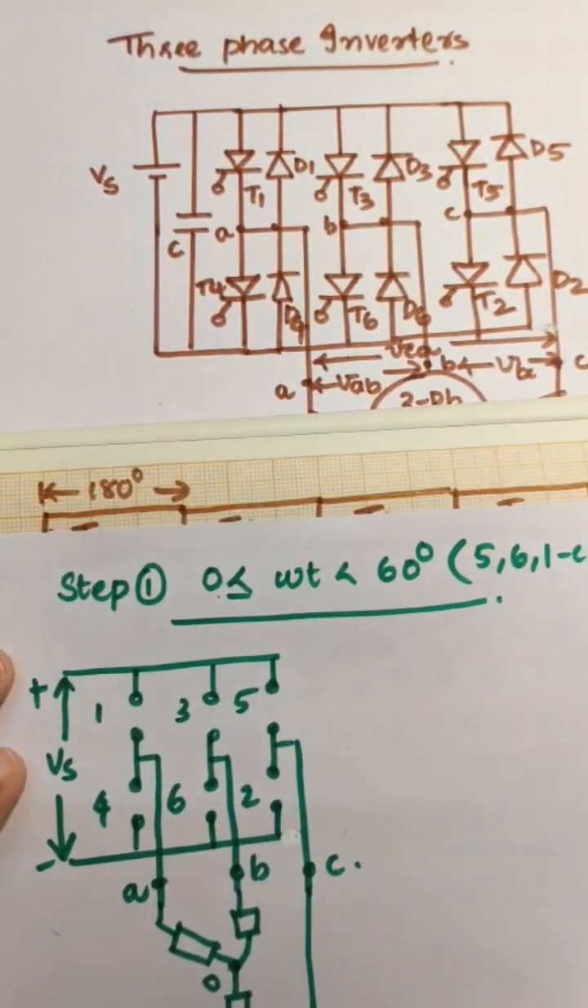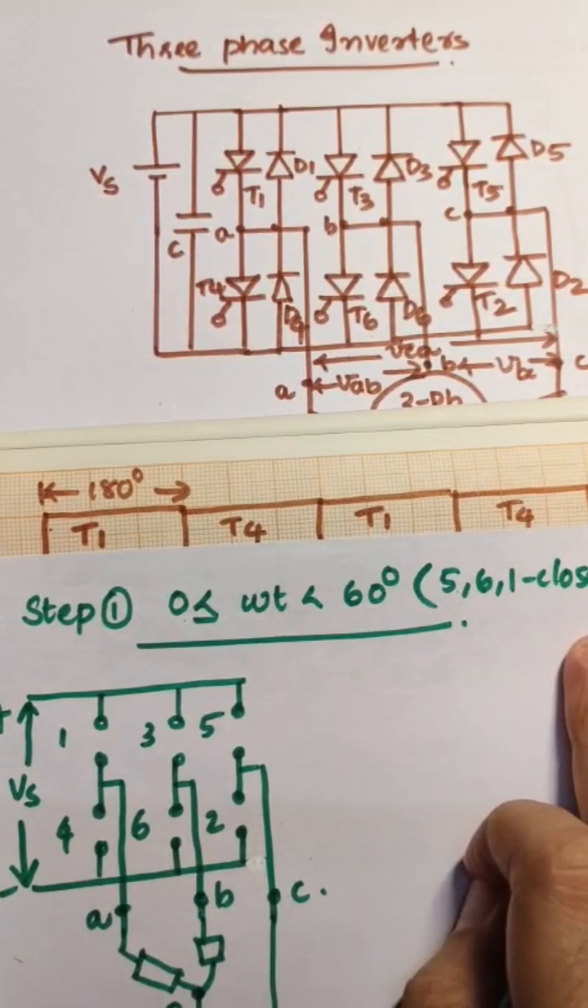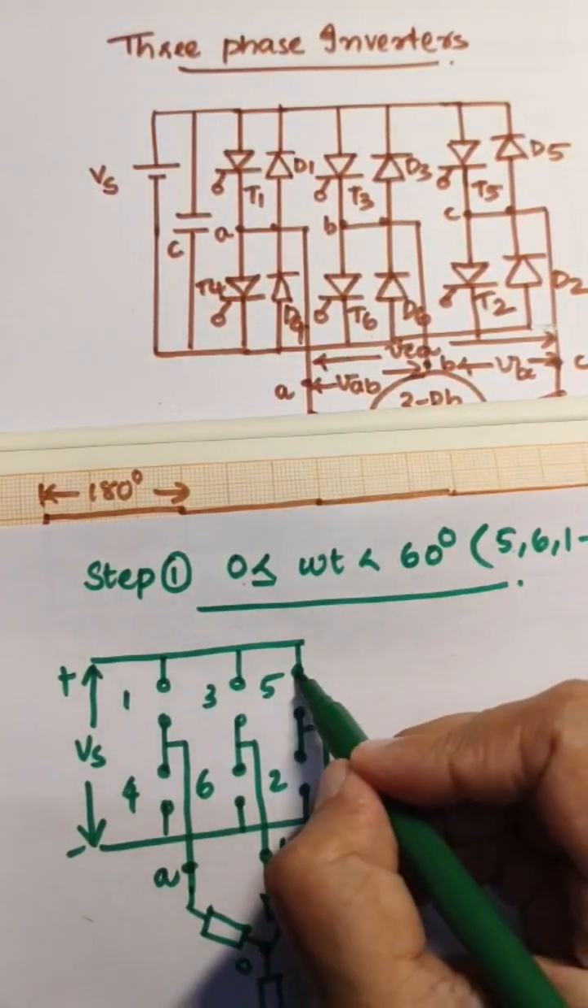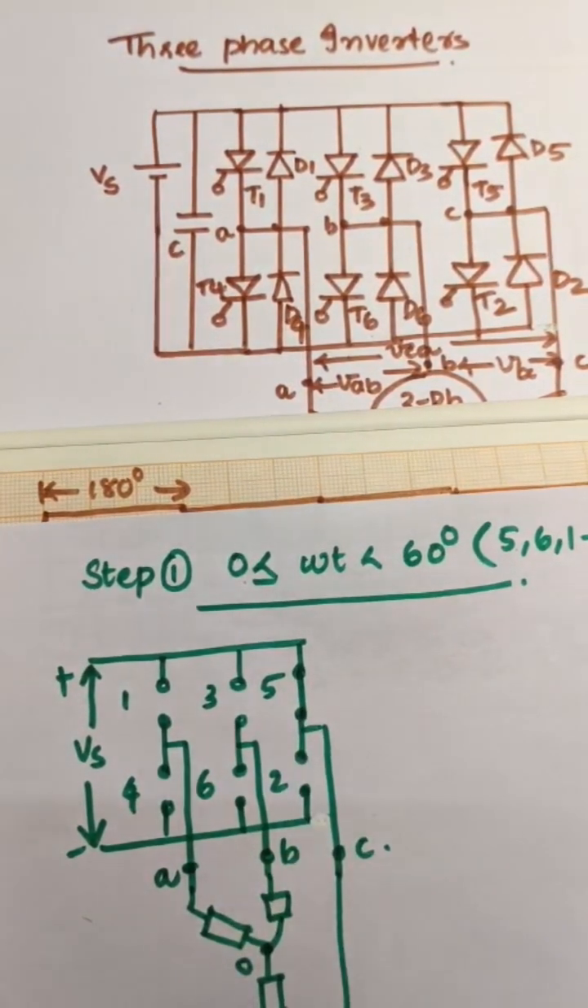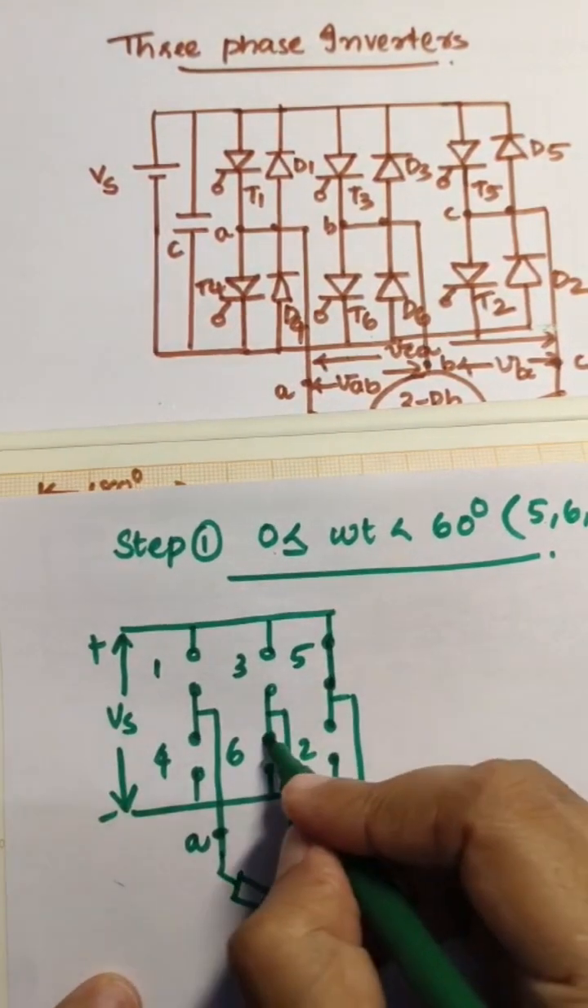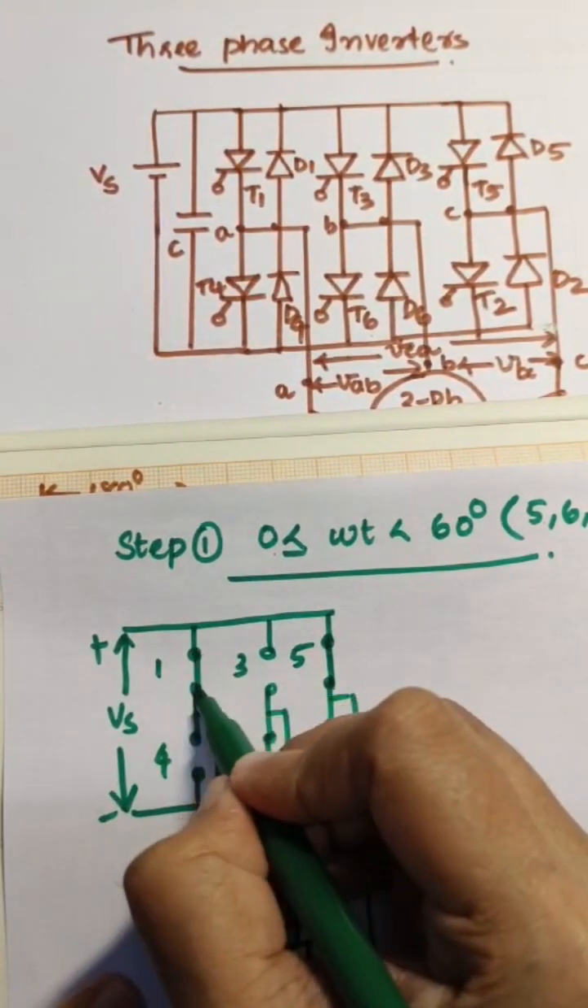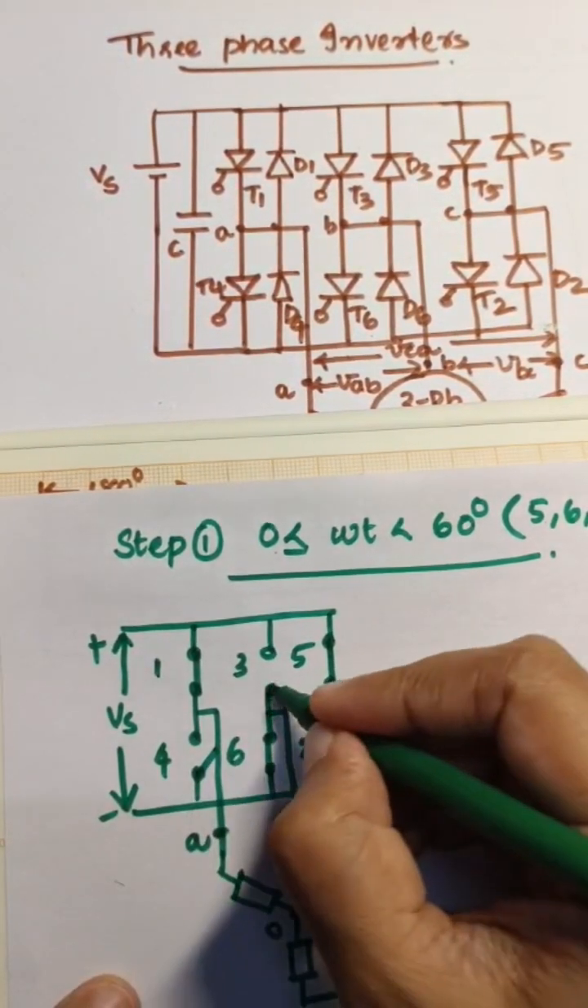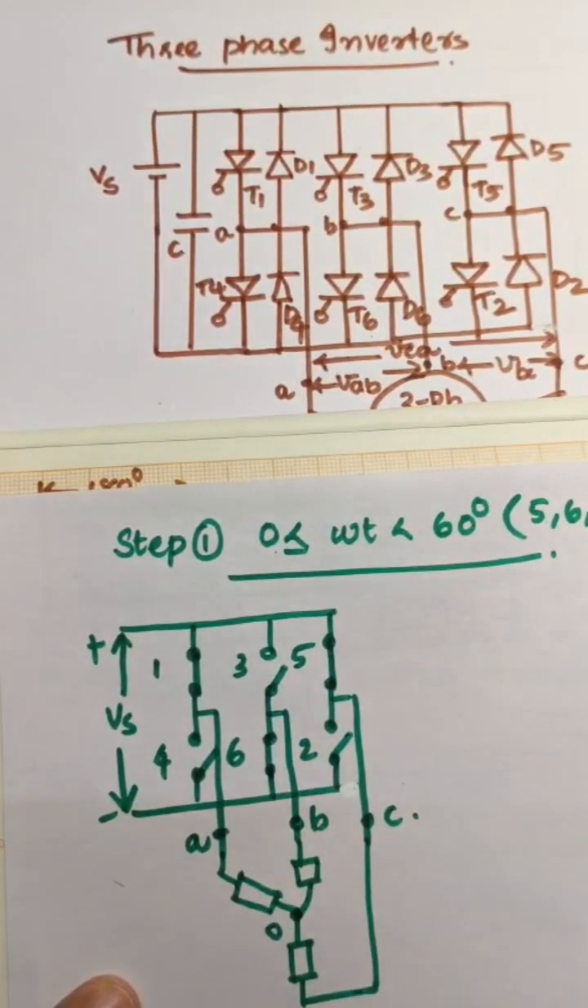And now the switches closed are 5, 6, 1. So switch number 5 is closed, 6 is closed and 1 is closed. Now 4, 3, 2 are open.